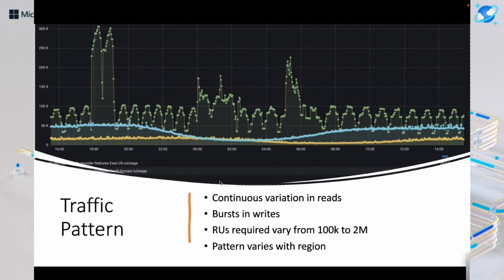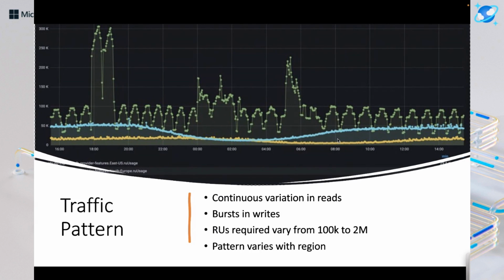There's a continuous variation in the reads, as you can see here. There's a gradual pattern based on the time of the day. The amount of traffic in these regions varies, and you would also be seeing these peaks. These peaks are basically the bursts of writes, the result of the batch jobs which I was showing you earlier. The pattern is also clearly varying with every region based on the time in that particular region.